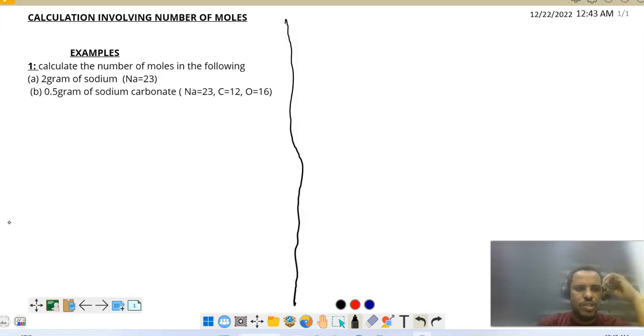Hello, today we are learning calculation involving number of moles. How to calculate number of moles, that's what we are learning.